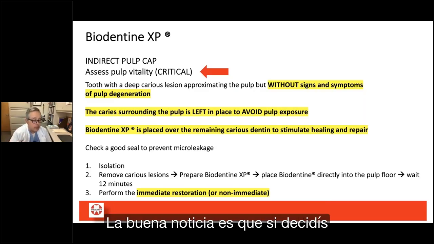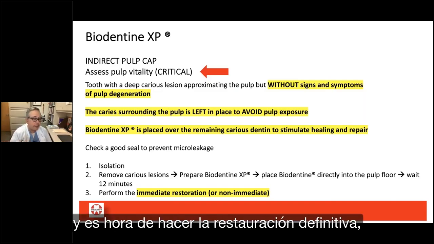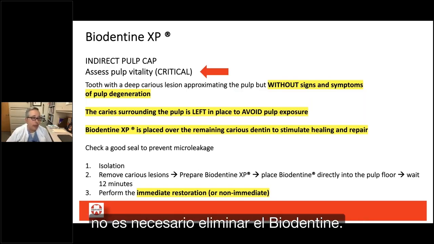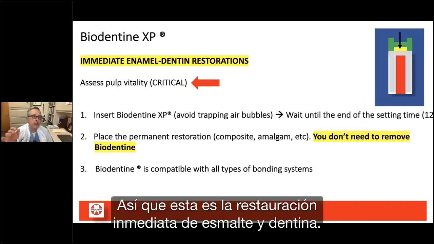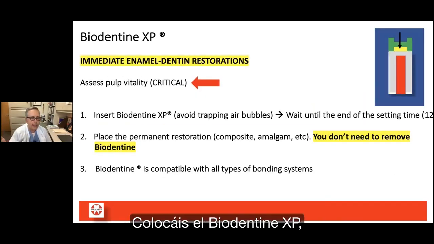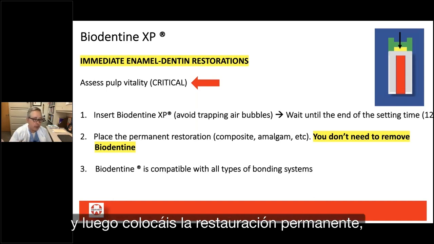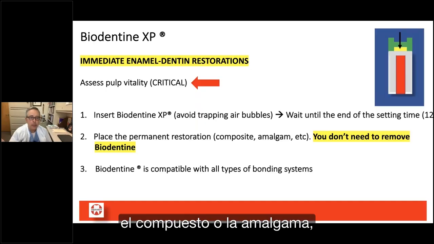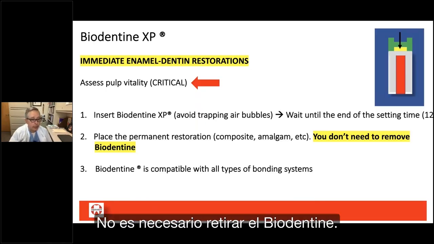The good news is, if you decide to do a non-immediate restoration and you wait two or three months, and it's time to do the definitive restoration, you don't need to remove the Biodentine. Actually, you need to leave the Biodentine there. So this is the immediate enamel-dentin restoration. You place the Biodentine XP, you wait until the end of the setting time, and then you place the permanent restoration, the composite or the amalgam, or you can place a stainless steel crown. You don't need to remove the Biodentine.